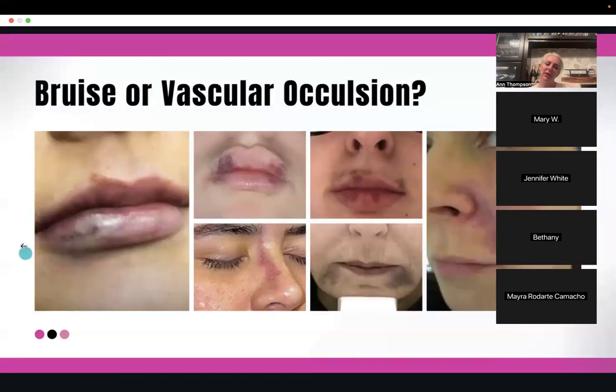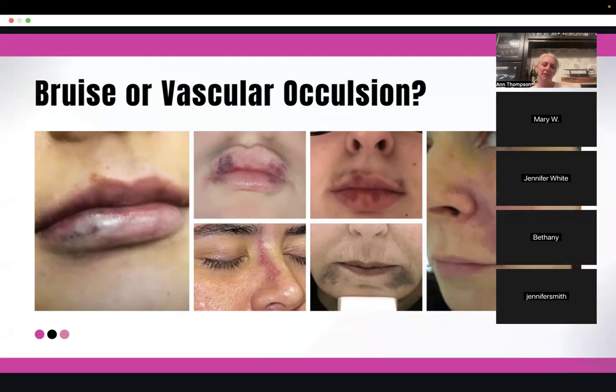Okay, so we're going to play a little fun game. Go ahead and unmute yourself if you can. We're going to go through these pictures and you're going to let me know if it is a vascular occlusion or if it's just a bruise. If it is a vascular occlusion, we're going to talk about what stage it is. So let's talk about this one right here on the very left-hand side. Is this a vascular occlusion or is this just a bruise? Vascular occlusion.